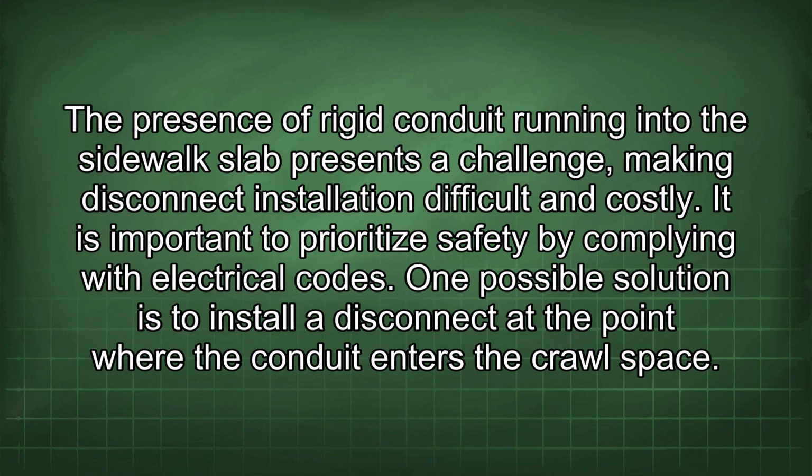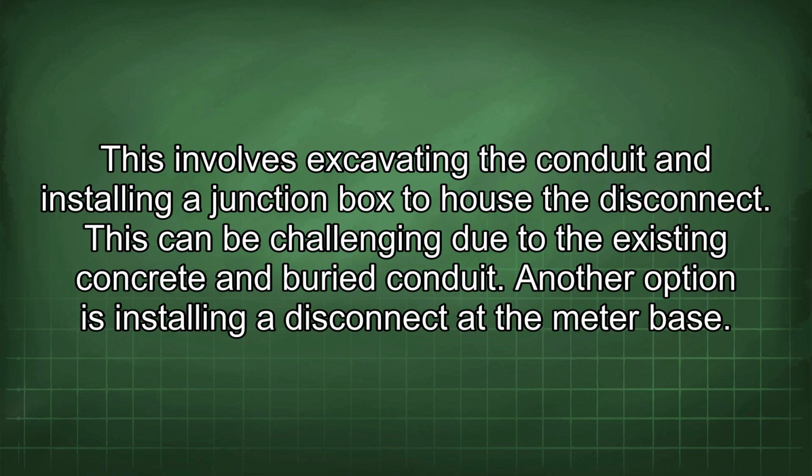The presence of rigid conduit running into the sidewalk slab presents a challenge, making disconnect installation difficult and costly. It is important to prioritize safety by complying with electrical codes. One possible solution is to install a disconnect at the point where the conduit enters the crawl space. This involves excavating the conduit and installing a junction box to house the disconnect. This can be challenging due to the existing concrete and buried conduit.